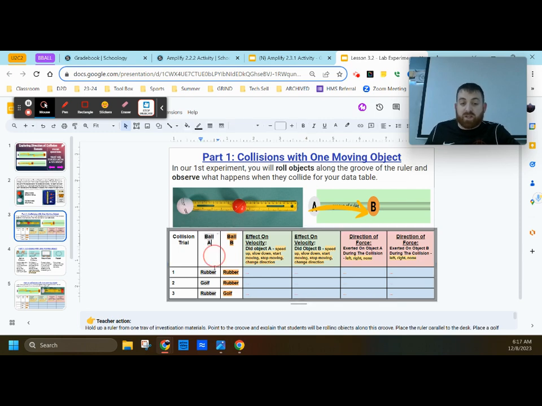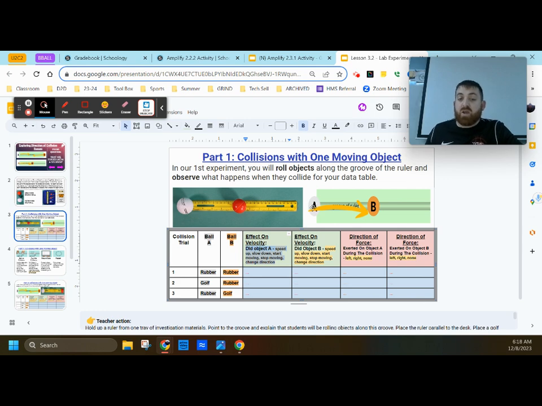So we'll have object A and B. Object A will always be at the end of the ruler for our first experiment. Object B will always be in the middle. And when you roll it, you're going to push it towards object B in order to observe the velocity changes and the direction of the force after they collide. So for example, if we put two rubber balls on our ruler here and we roll it towards each other and they collide, you're first going to look at, did object A speed up, slow down, start moving, stop moving, or change directions after it collided?